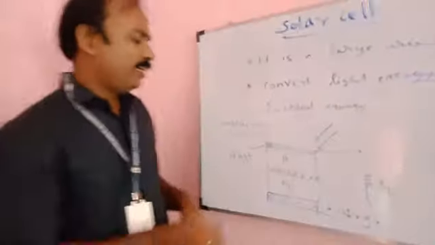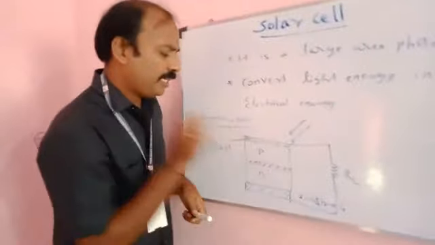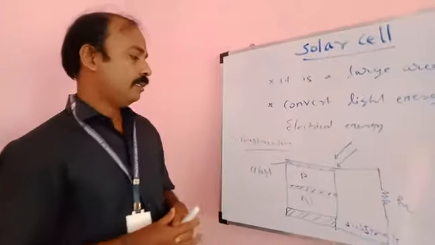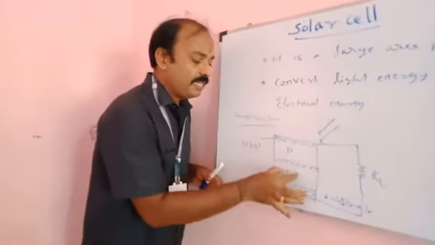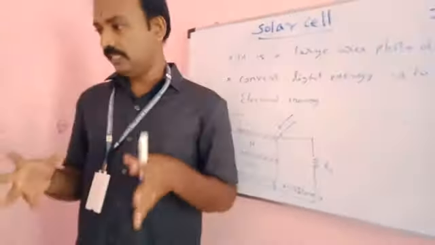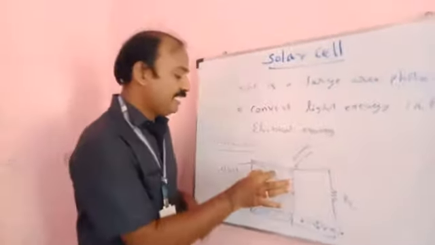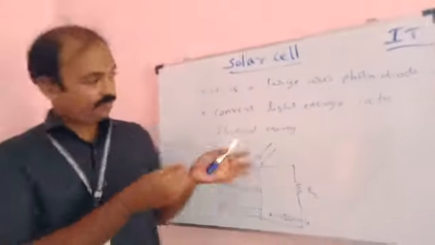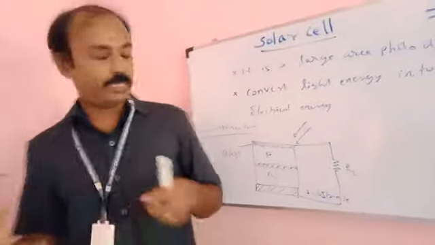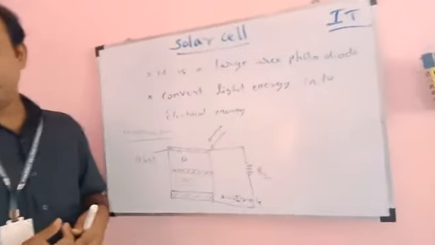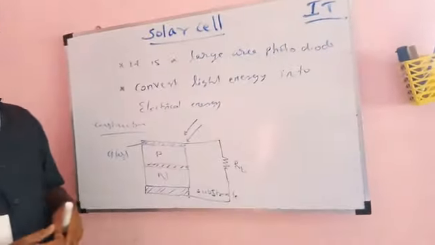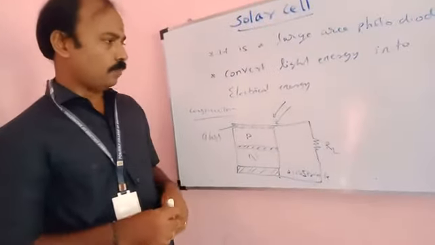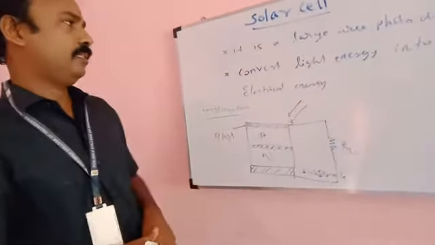Another important point: the thickness of the P-type semiconductor and N-type semiconductor, that is the P region and N region, is very small in the case of a solar cell. This semiconductor is very thin for making a solar cell. With the help of a conductor, load resistance is also provided. So this is the construction.